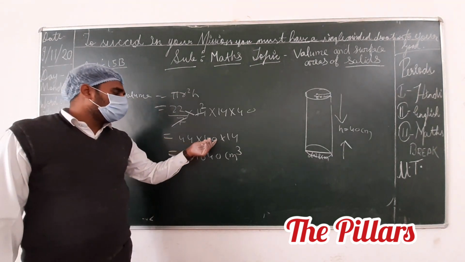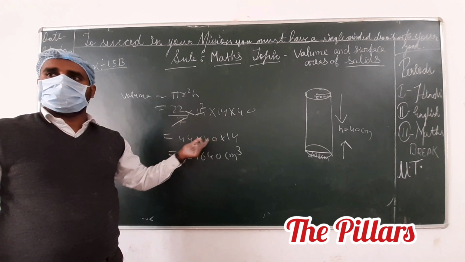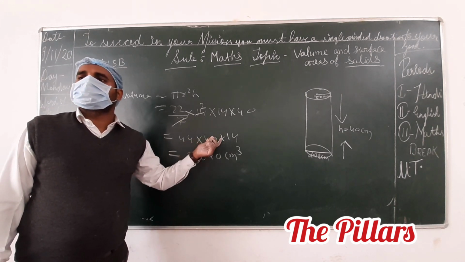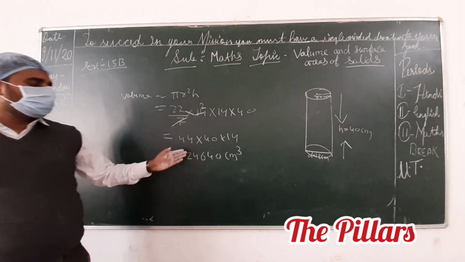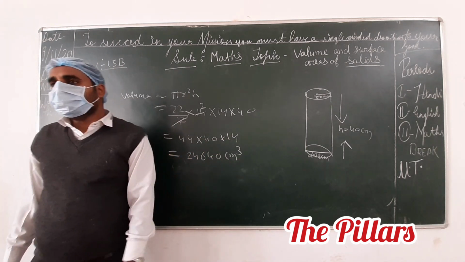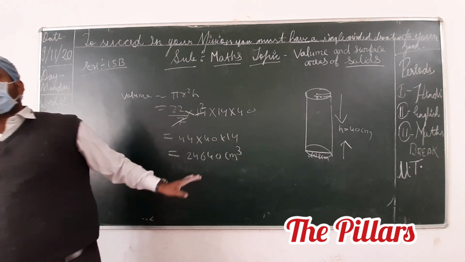Otherwise you see that 44 into 4, 4 fours are 16, 4 fours are 16. It means 1760 multiplied by 14. This will be 24640 centimeter cube. This is the total volume.